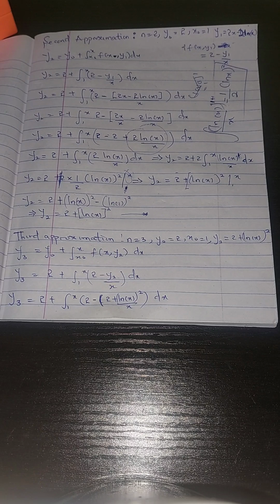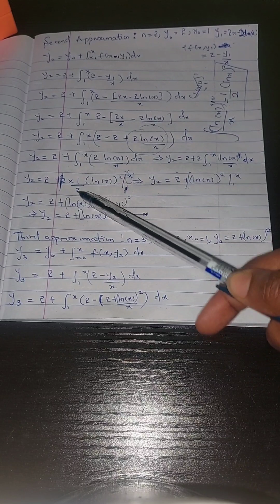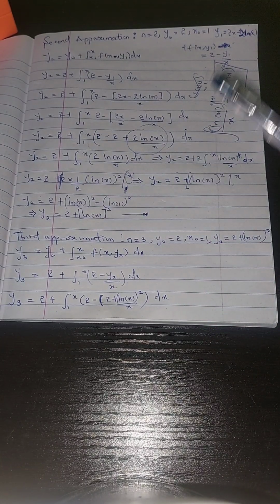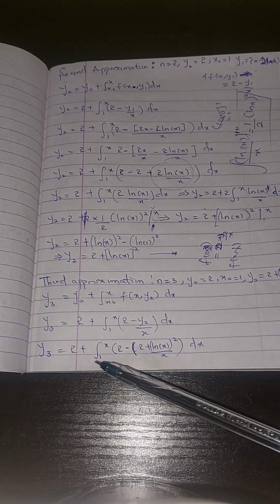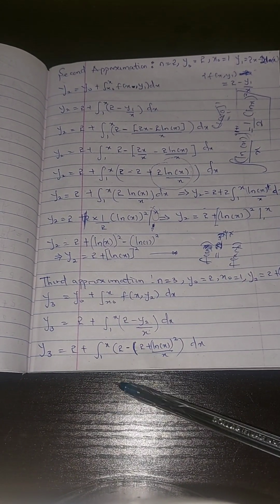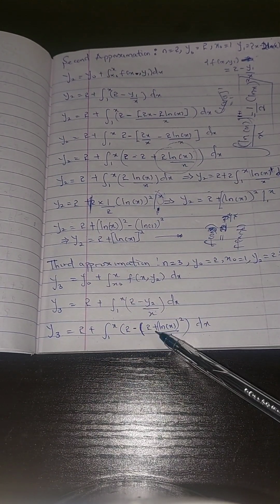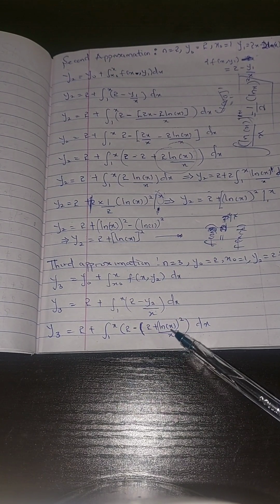So you understand the integration here. If you don't, you can comment and ask questions. I'll definitely reply. So what else? So that means your y2 is equal to 2 plus this 2, we cancel this 2 here. So I have y3 equals to 2 plus the integral from 1 to x of 2 minus 2. You have to put this in bracket because it's your y2.